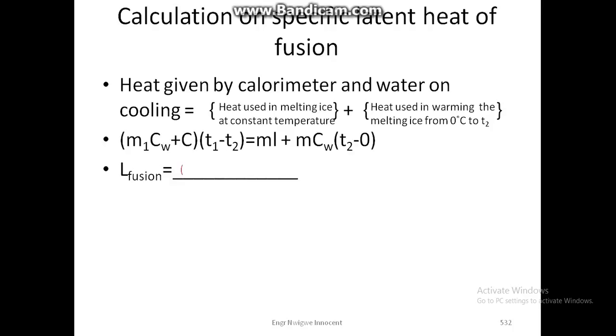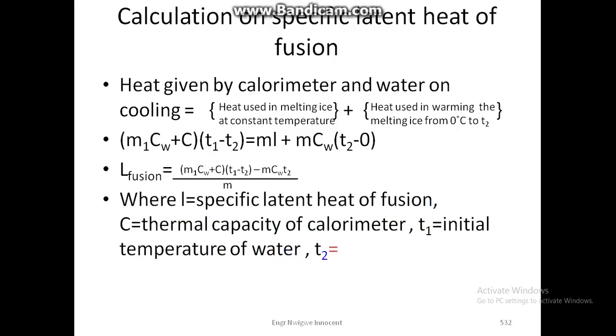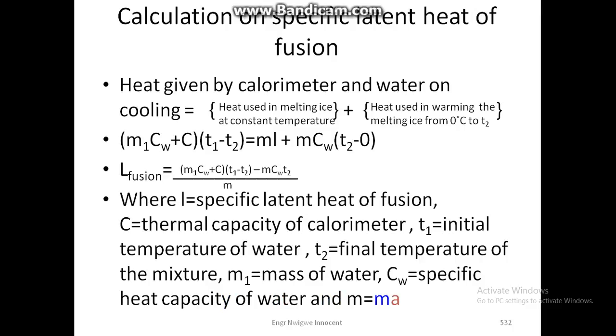L fusion is equal to [M1 Cw + C](T1 - T2) minus m Cw T2, all over m, where L is the specific latent heat of fusion, C is the thermal capacity of the calorimeter, T1 is the initial temperature of water, T2 is the final temperature of the mixture, M1 is the mass of water, Cw is the specific heat capacity of water, and m is the mass of ice.